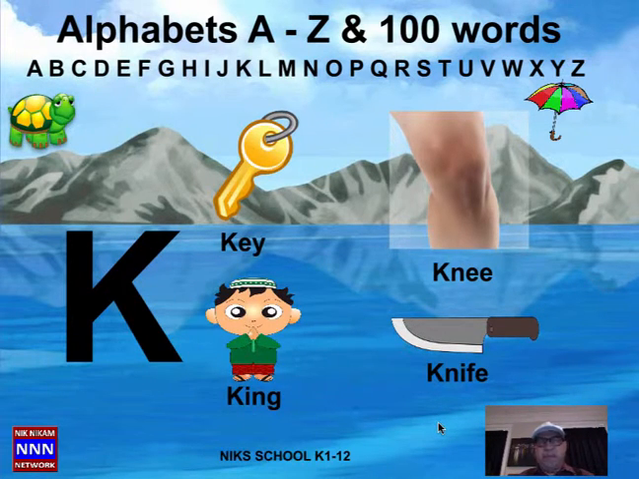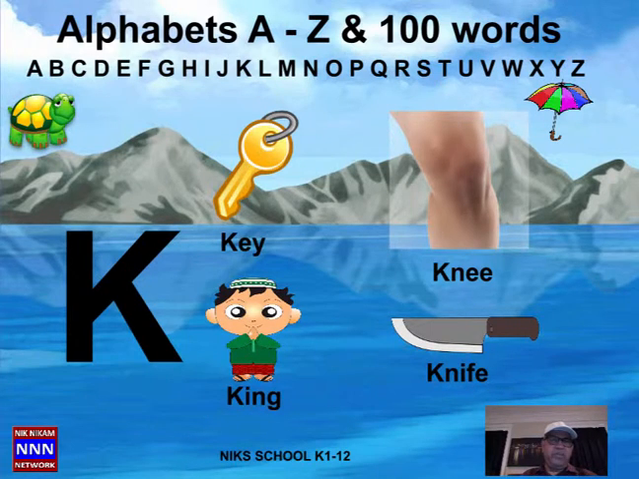meat on your plate, don't you? Anything on your plate, you use the, what else we use? Fork, knife, and spoon. These are all the things that we use while having lunch or dinner. Wonderful. That is the knife. So let's repeat all the words starting with letter K. Key, knee, king, knife.